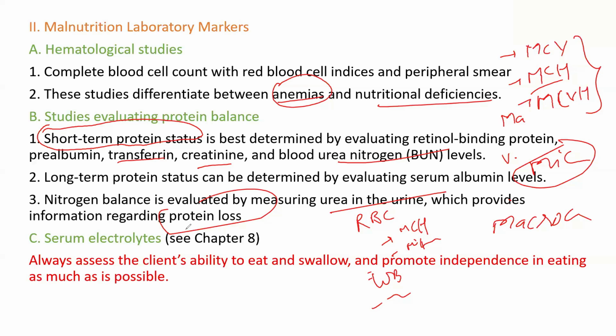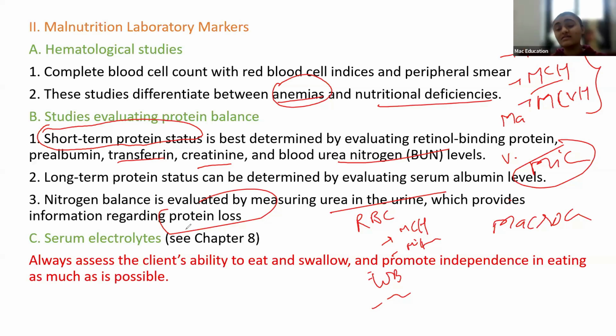No, ma'am. Okay. Yes. Next is serum electrolyte. There are various types of blood tests to identify the serum electrolyte balance: serum sodium, serum potassium. Through that blood test, we can identify the level of electrolytes that we have already studied in chapter 8. The red point that you have to remember is always assess the client's ability to eat and swallow and promote independence in eating as much as is possible.